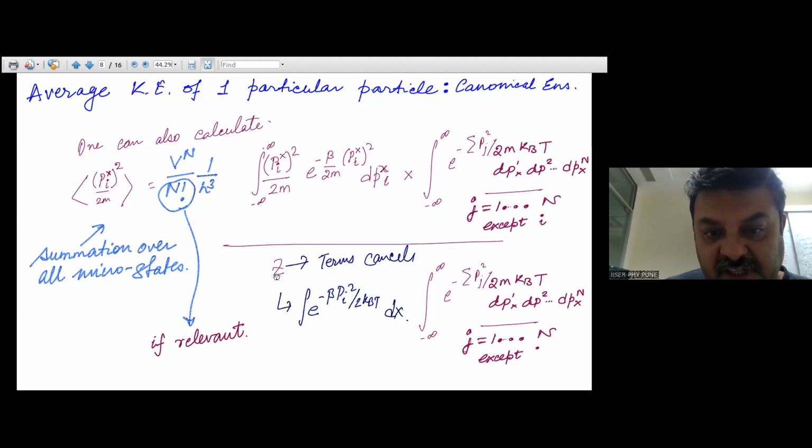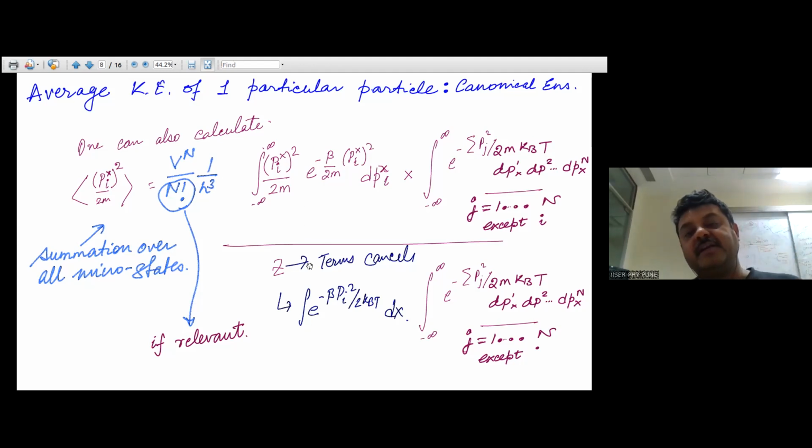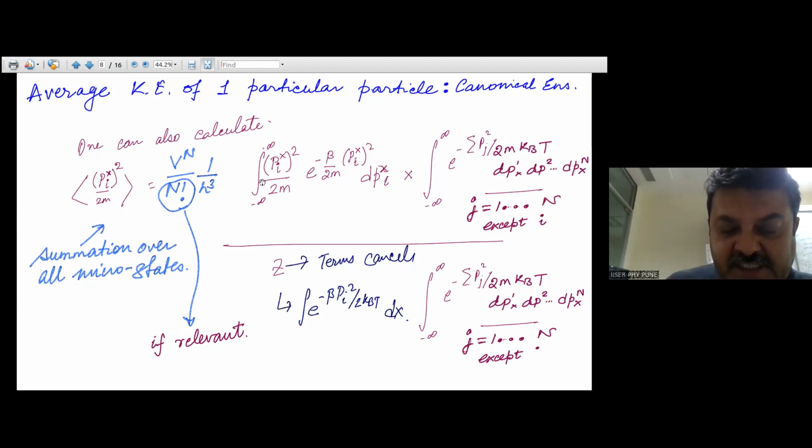But so will there be in the partition function. In the partition function also, you will have n factorial and 1 upon h to the power 3n. Here also you will have 1 upon h to the power 3n. And you will also be integrating over all the variables. The only thing that you don't have is this term.